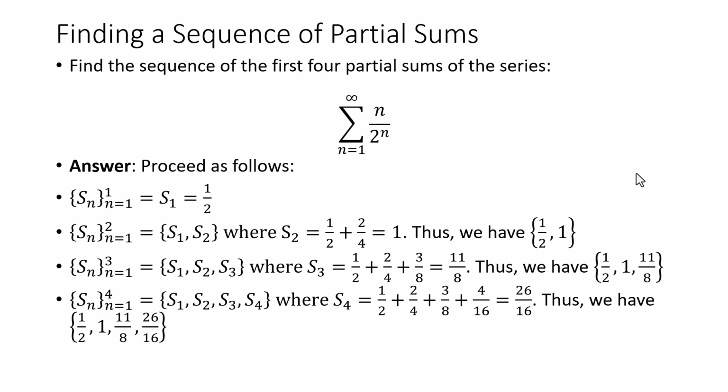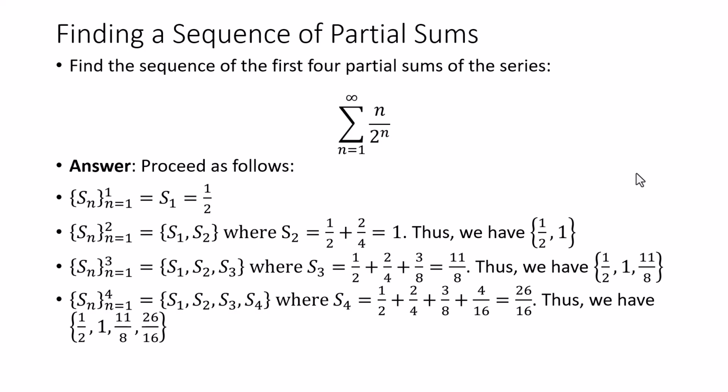Our sequence of the first 2 partial sums is going to be S1 and S2. Well, S1 is 1/2. S2 is going to be 1/2 plus 2/4, which equals 1. So S2 is going to be the sequence 1/2, 1.